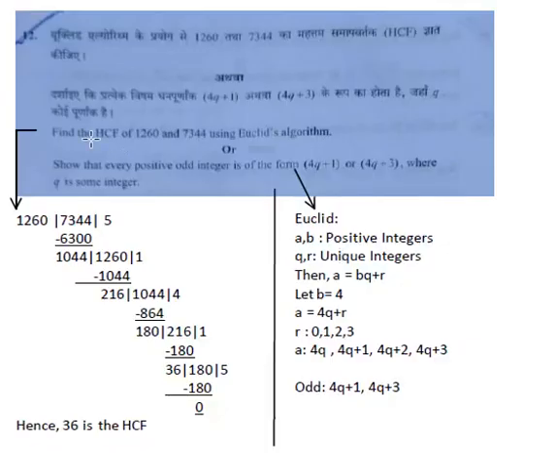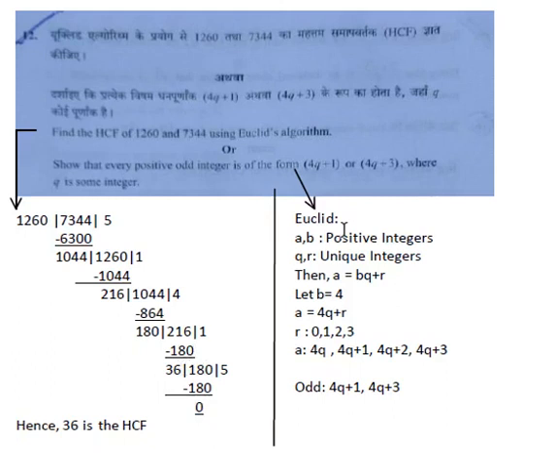In this question here, we have to find the HCF of 1260 and 7344 using Euclid's algorithm. Now we divide the bigger number by the smaller number. So 1260 is going to divide 7344. We use 5 as the multiple and we get 6300. The remainder is 1044. Now we use this remainder to divide 1260. We keep on doing this until the remainder is 0. We see that the remainder is 0 when we divide the previous remainder by 36. Hence 36 is the HCF.